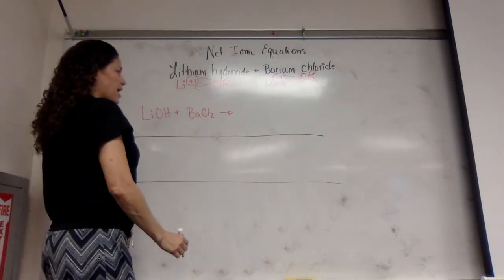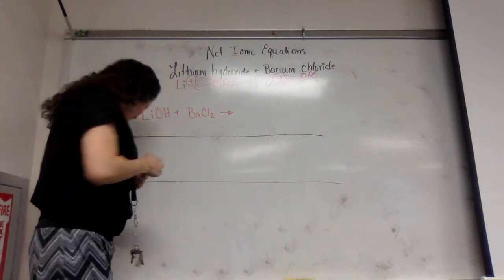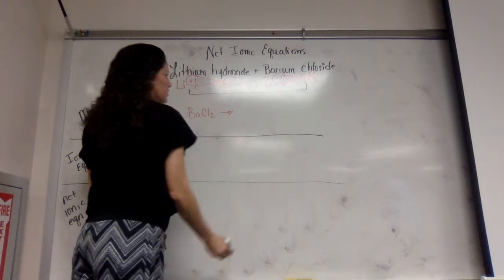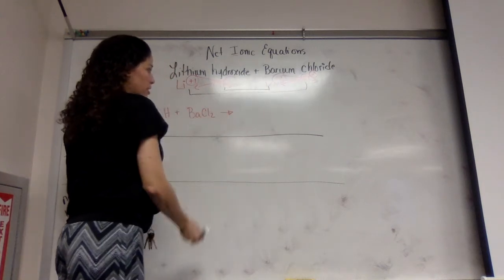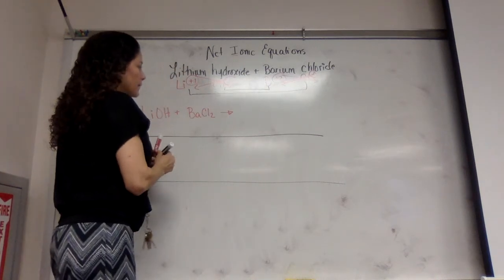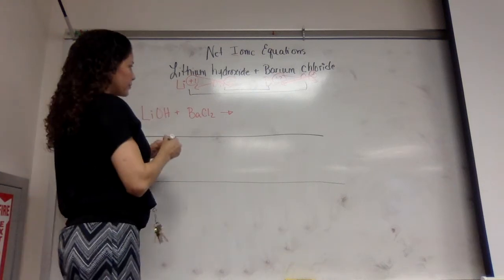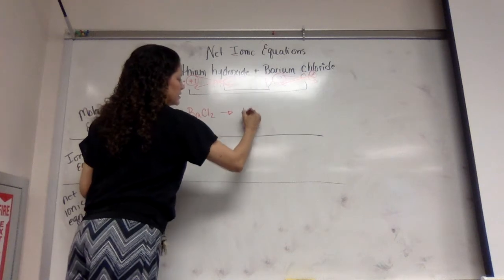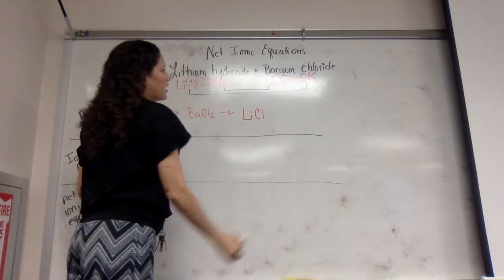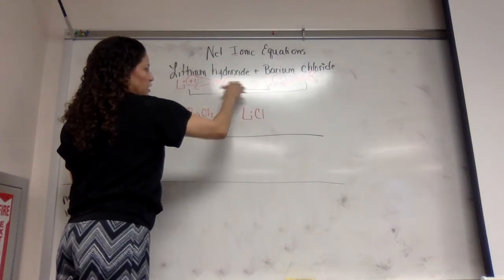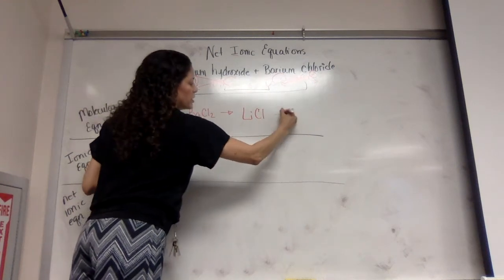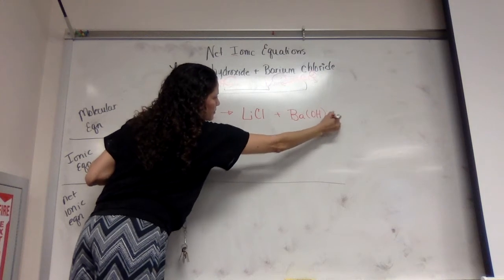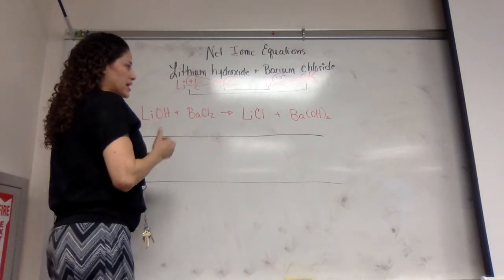This is going to react to produce... here's the scandalous part. You'll have lithium and chloride hook up together, and then you're going to have barium and hydroxide hook up together. So I have lithium with a +1 charge, chlorine with a -1 charge. That one's easy, just LiCl. And then I got barium with a +2 charge and hydroxide with a -1 charge. So that would be barium hydroxide. Okay, so that's kind of how those guys mix and match.